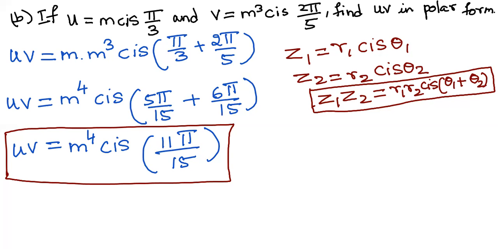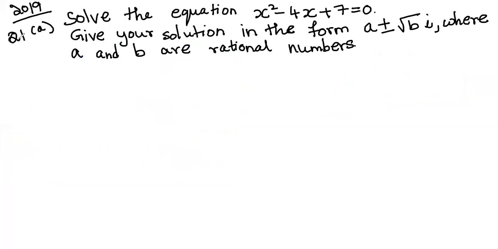Okay, let's move to the 2019 paper. The first question, A, is: solve the equation x squared minus 4x plus 7 equal to 0. Give your solution in the form a plus or minus square root of b i, where a and b are rational numbers. And this is also a pretty common question, which is based on quadratic equations.